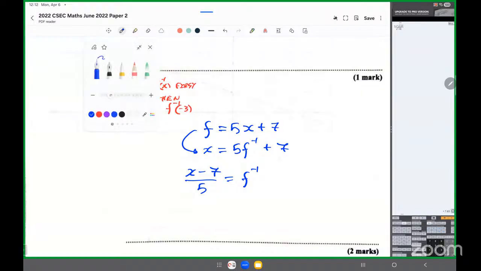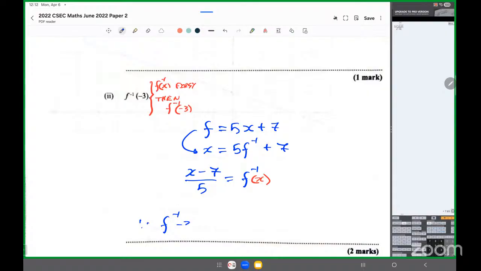That becomes your f to the minus 1. That's f to the minus 1 of x. Put in the x now. And you want f to the minus 1 of negative 3 now. So you come down here now and say, therefore, f to the minus 1 of negative 3. We're going to put negative 3 in this now. So it's going to become equal to negative 3 minus back this 7, divided by 5. That becomes negative 10 over 5. That is the answer, negative 2.